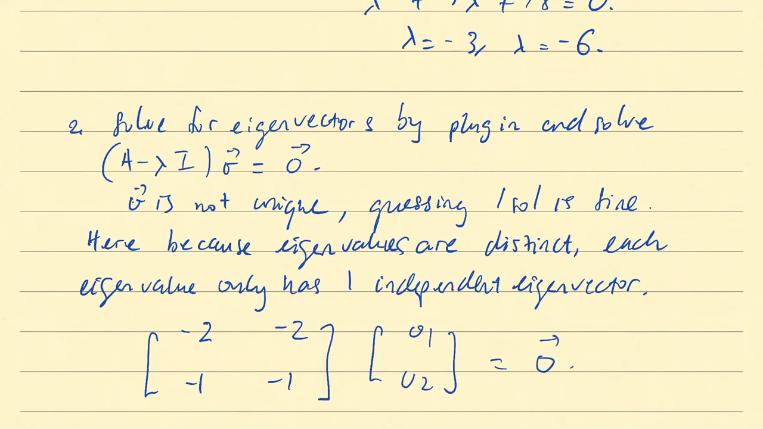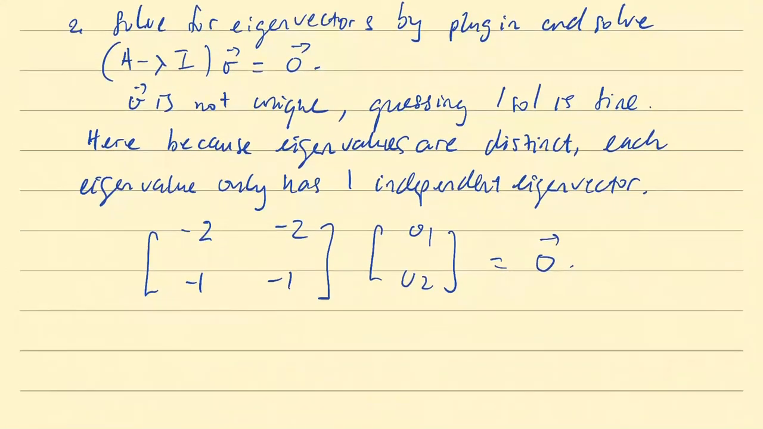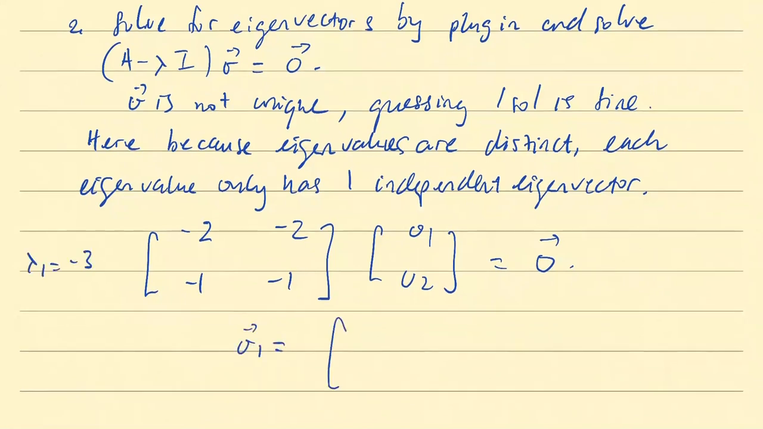Okay. But a guess is enough. So I'll do something like this, right? Lambda 1 is -3. A guess or a candidate solution is enough. One solution is -1, 1. Okay, that's all I need.